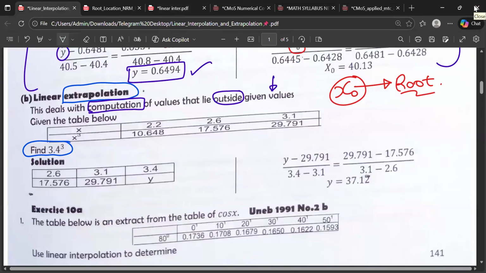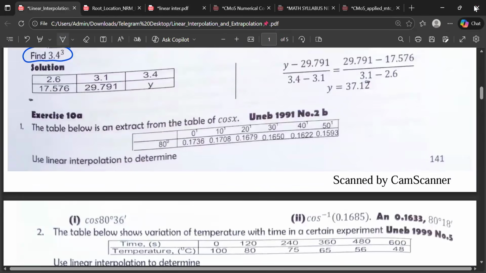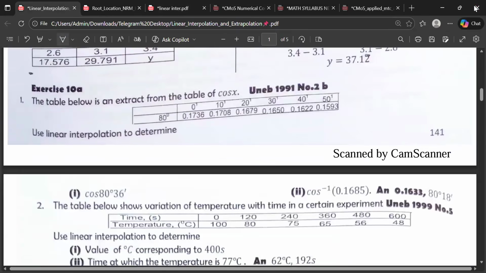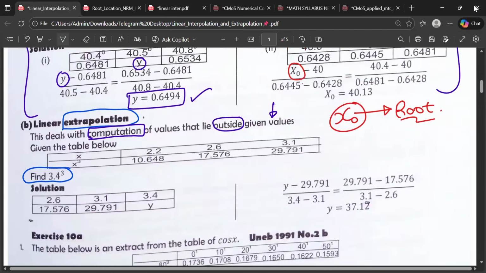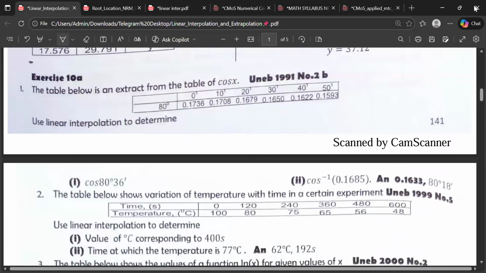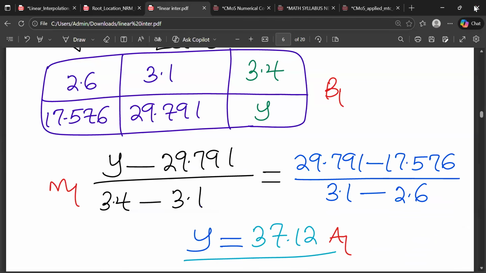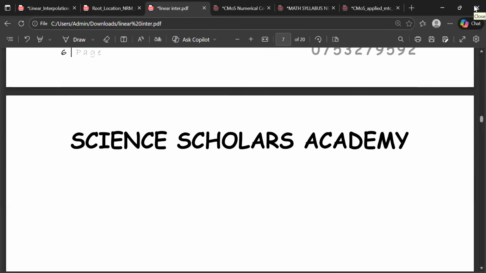So I think when we come there, you can see that's their answer as well. This one was for extrapolation. It was only one answer. Let's do another question.